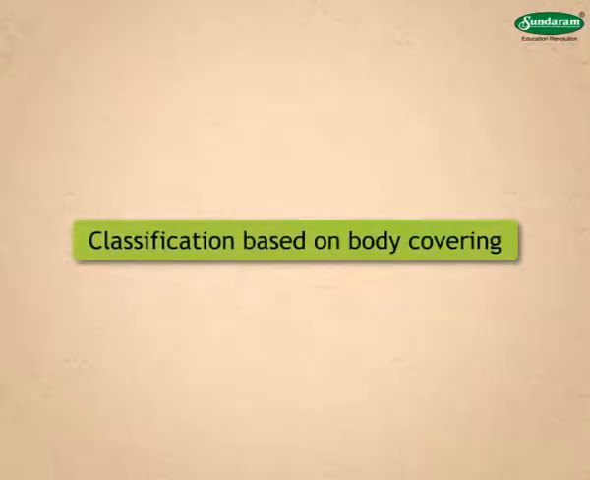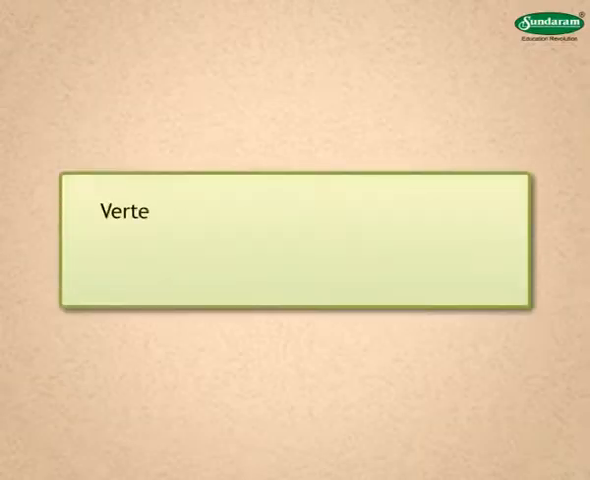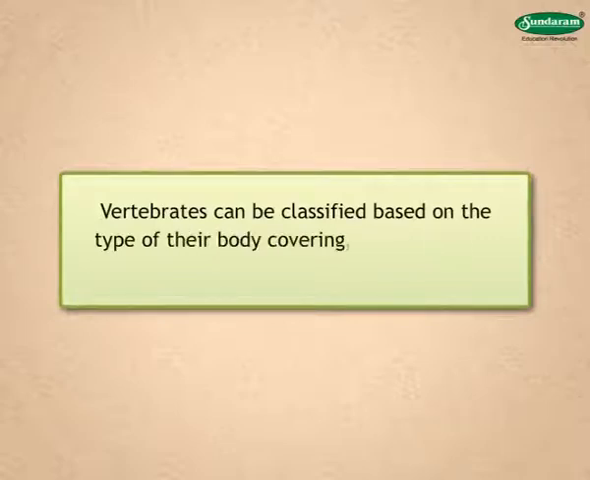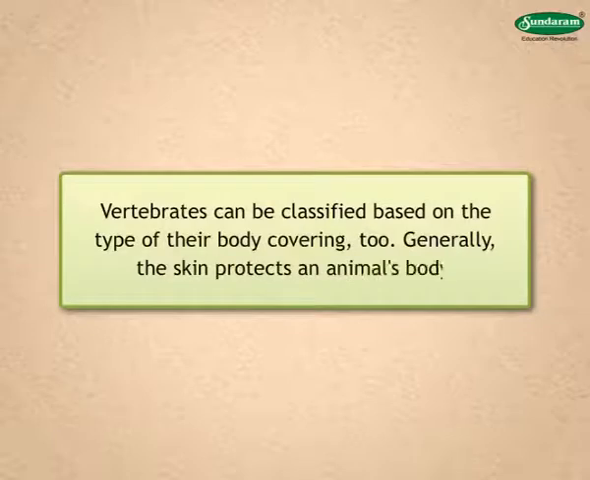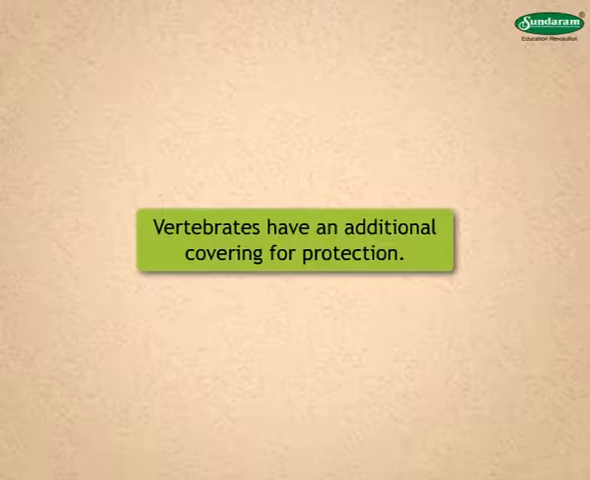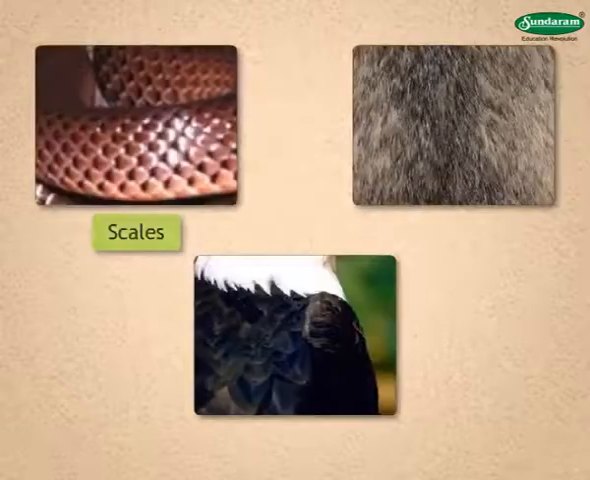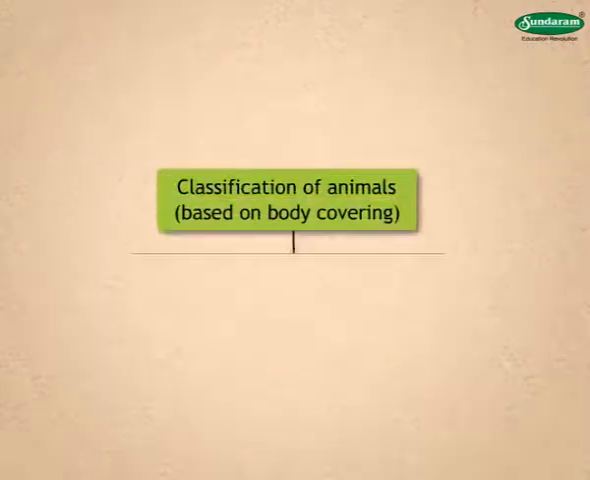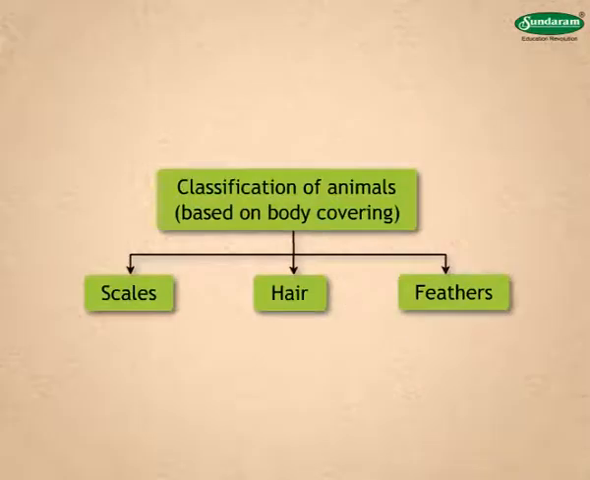Classification based on body covering. Vertebrates can be classified based on the type of their body covering too. Generally, the skin protects an animal's body. Vertebrates have an additional covering for protection. It may be made of scales, hair, or feathers. Thus, vertebrates may be classified into three groups, as animals with scales, with hair, or with feathers.